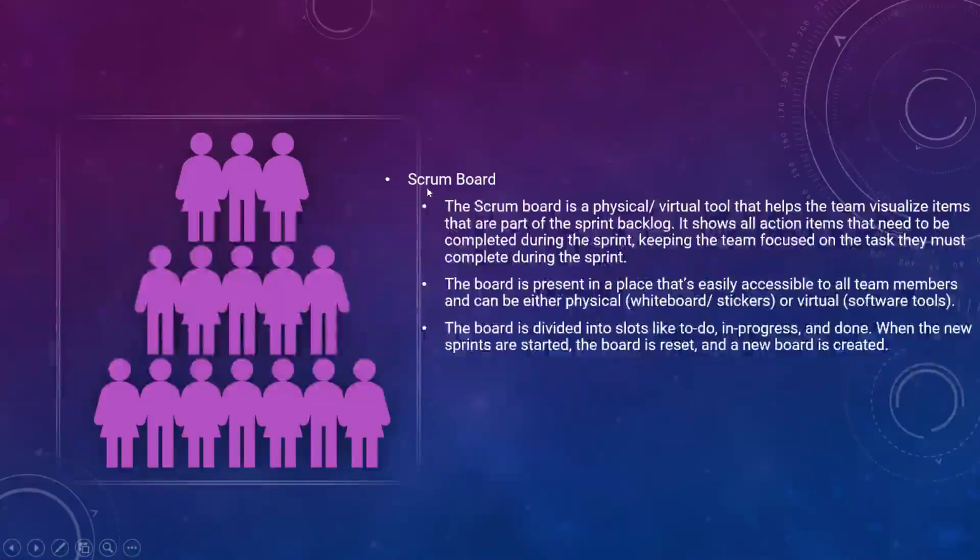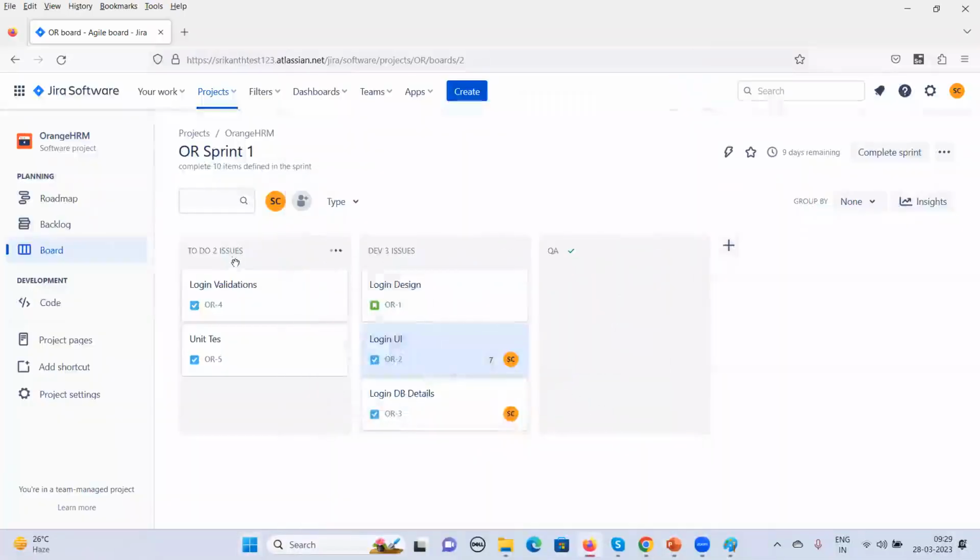Yeah. So the Scrum board, we have discussed the Scrum board. Right? The Scrum board is a physical or virtual tool that helps the team visualize items that are part of the sprint backlog. So we looked into the board, right? We can see to do, in progress and done. The board is divided into slots like to do, in progress and done. When new sprints are started, the board is reset and a new board is created. So that's what we did here, right? You can see to do, in progress or QA. So we can define based on our requirements.